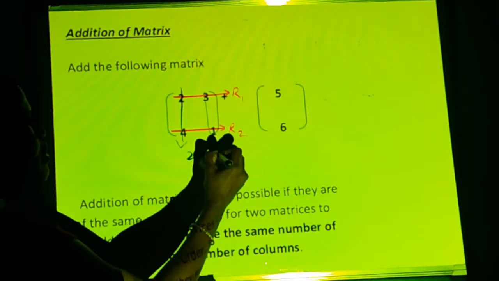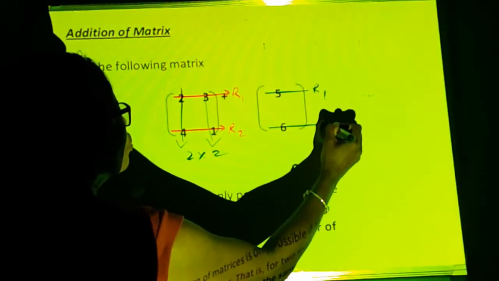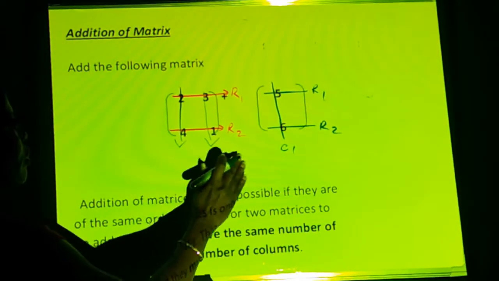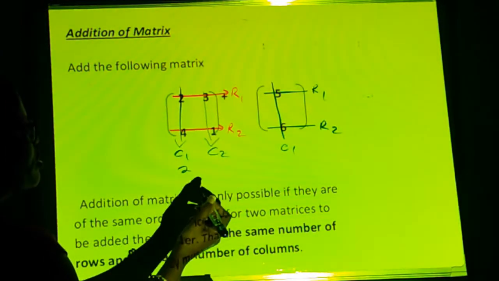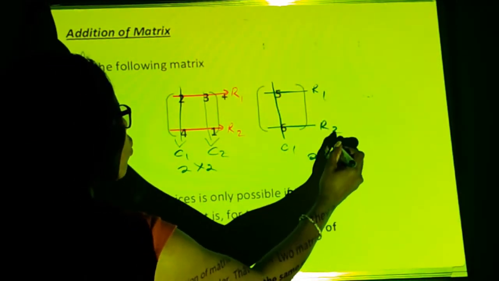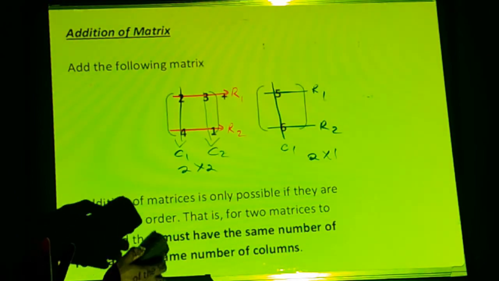What is the size of this one? Row 1, row 2, column 1. And we have column 1, column 2 here. So this is 2 rows and 2 columns. And this is 2 rows and 1 column. Alright, what can you say about the size of both matrices? They're not the same. Obviously. So, add them and tell me what you get.